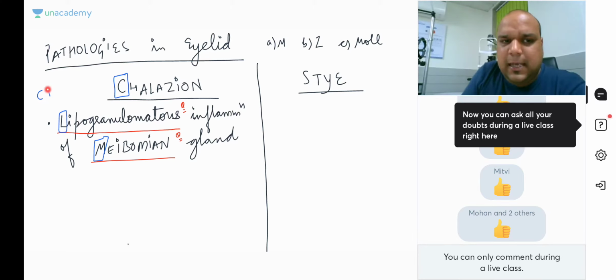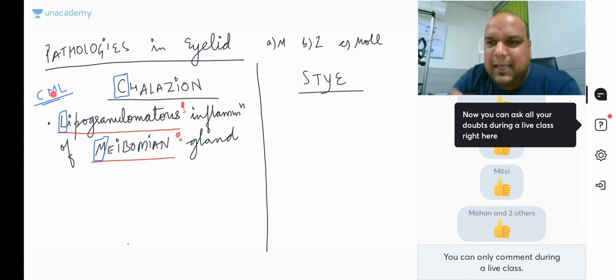Chalazion, Meibomian gland, lipogranulomatous inflammation: CML, chronic myeloid leukemia. This is how you can remember it. CML: chalazion, Meibomian gland, lipogranulomatous inflammation. Never forget it. If you remember this, then you will also be able to remember the differences.